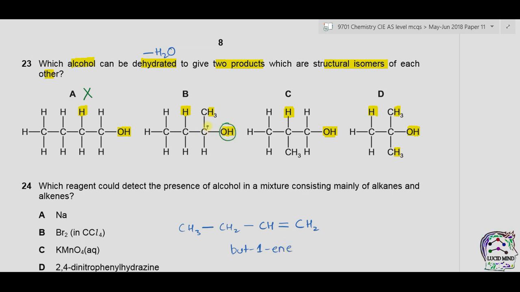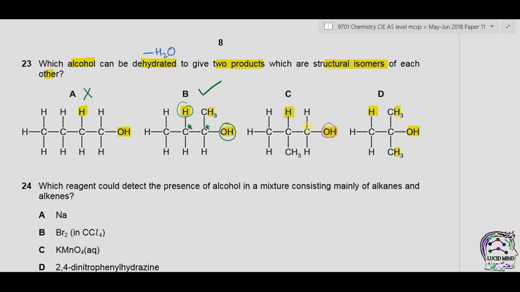Now removing OH from this carbon atom and hydrogen from the adjacent carbon atom, the product formed will be like this. CH3, CH, double bond, CH, CH3. Now the double bond is between the second and third carbon atoms, so the product will be but-2-ene. Let's find out the molecular formula. The molecular formula is C4H8. For this one, the molecular formula is C4H8. So B produces 2 products upon dehydration, and both are structural isomers, so therefore B could be the correct option.